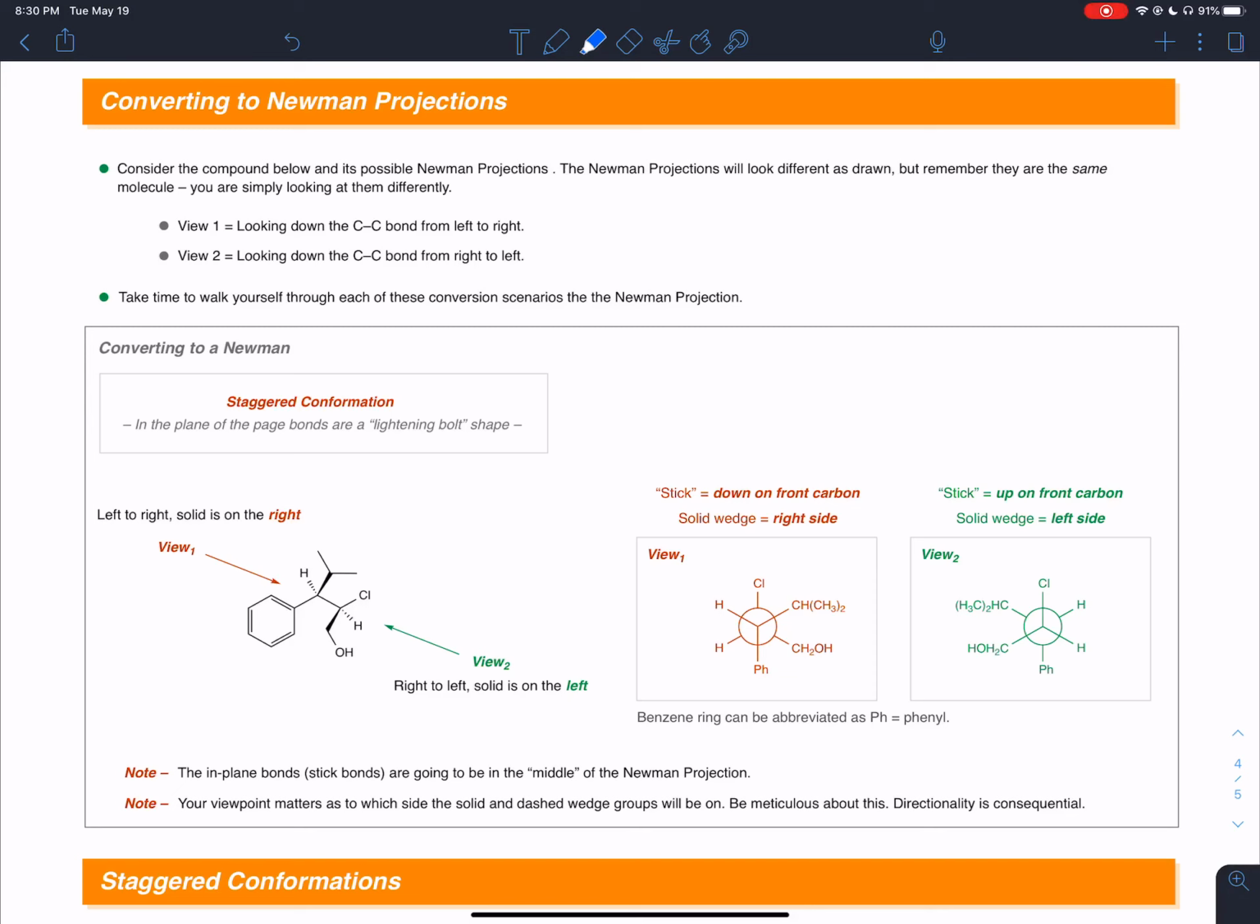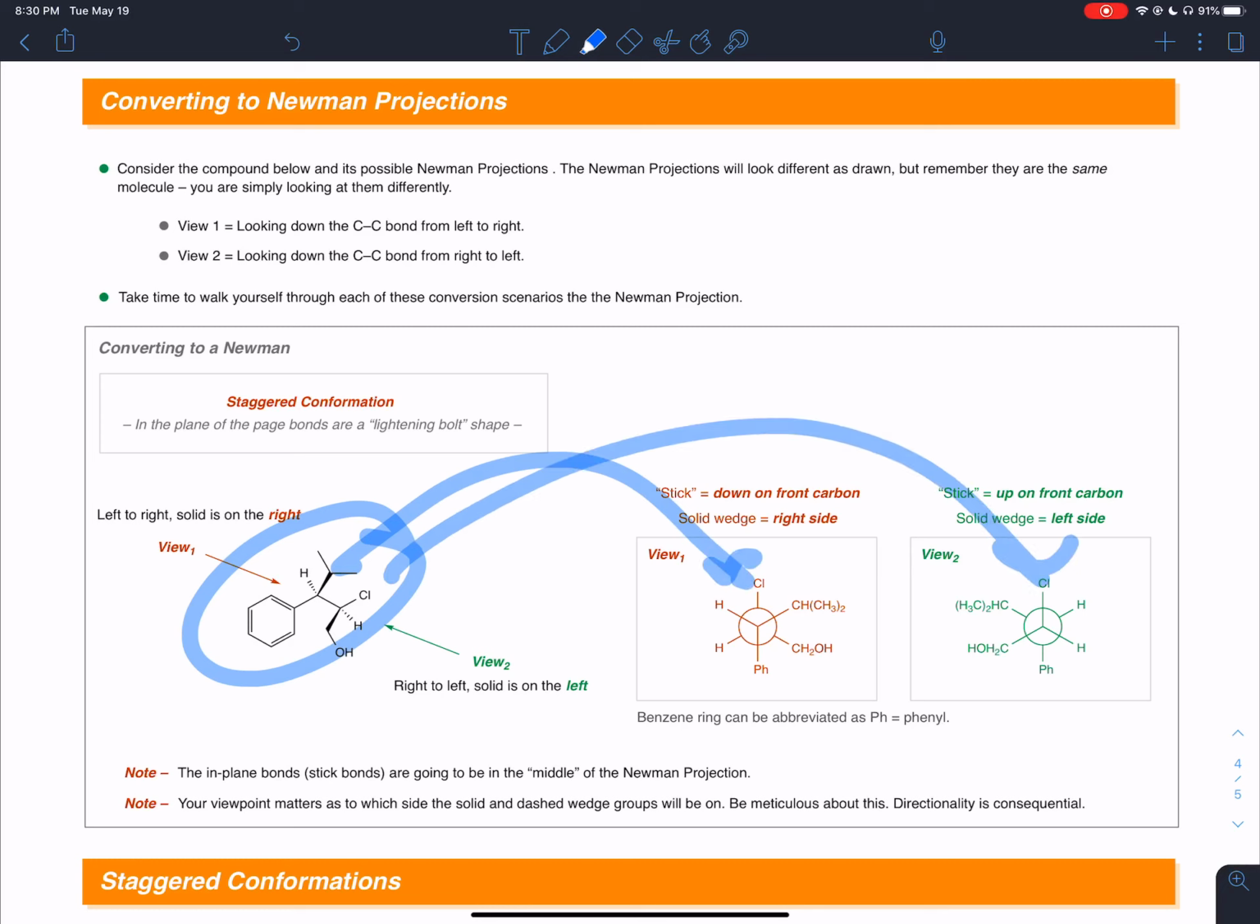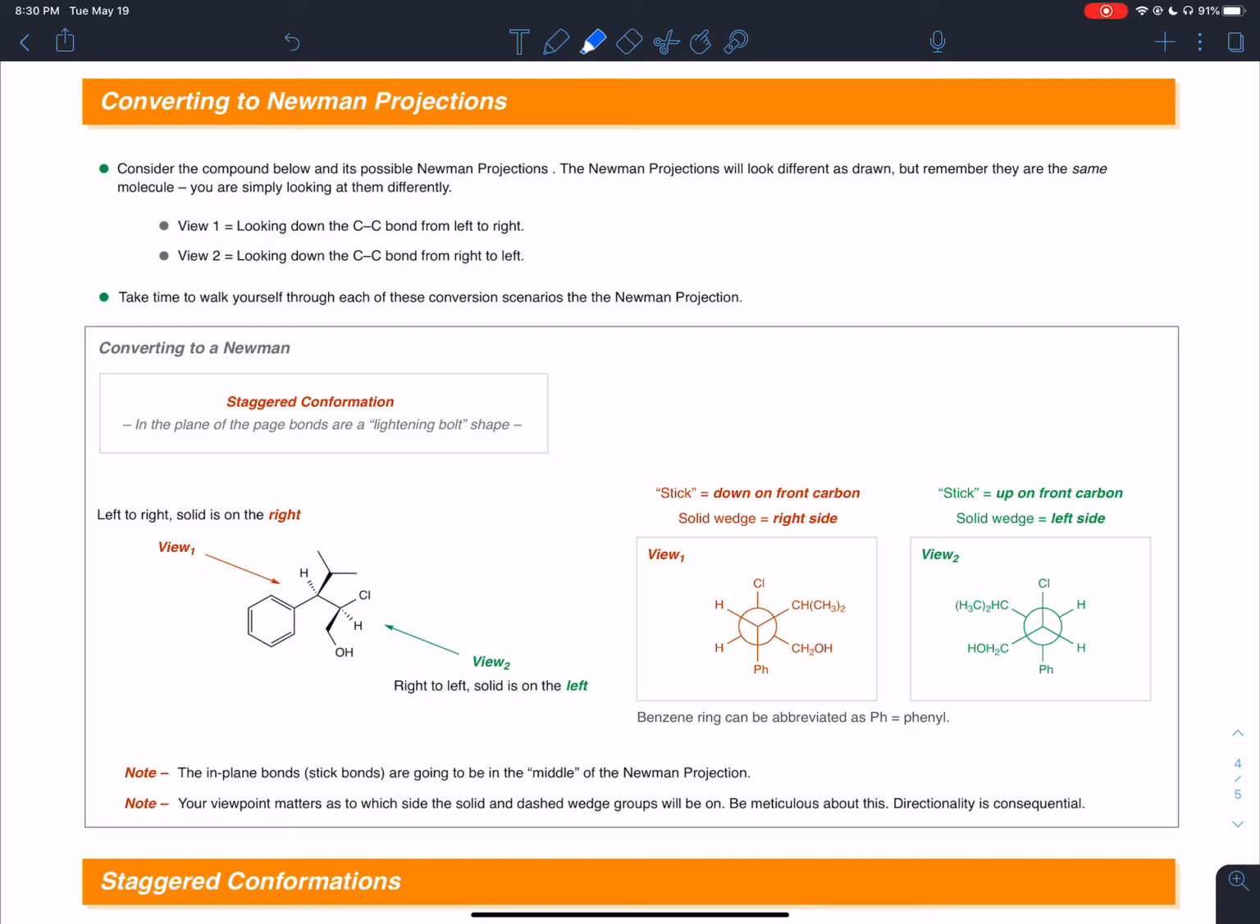Hi everyone, in this tutorial we are going to talk about how to convert a perspective drawing to a Newman projection. Okay, so it's really important that you consider the view from which you are looking about that carbon-carbon single bond. We could look from this direction or we could look from that direction, right? Okay, so the view is important and that will dictate what sides our groups are on and whether this first point on your Newman is going down or up.